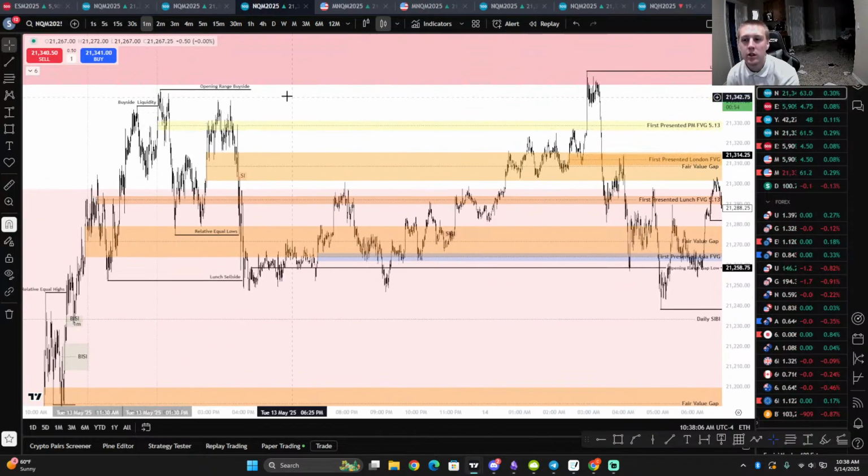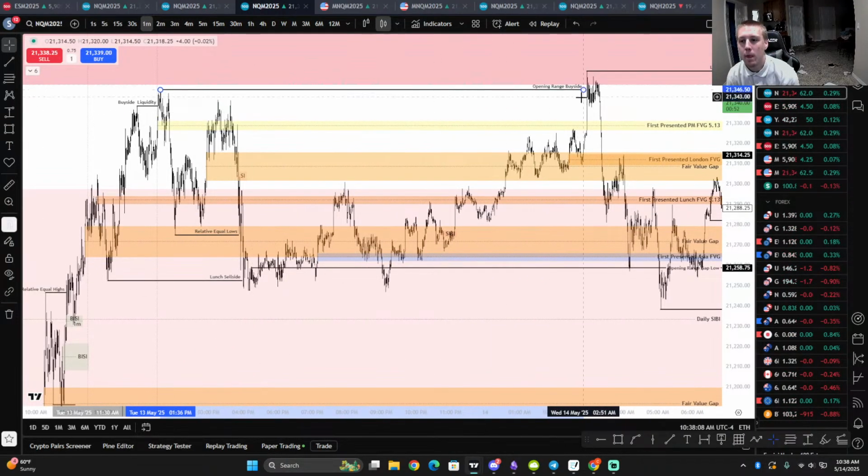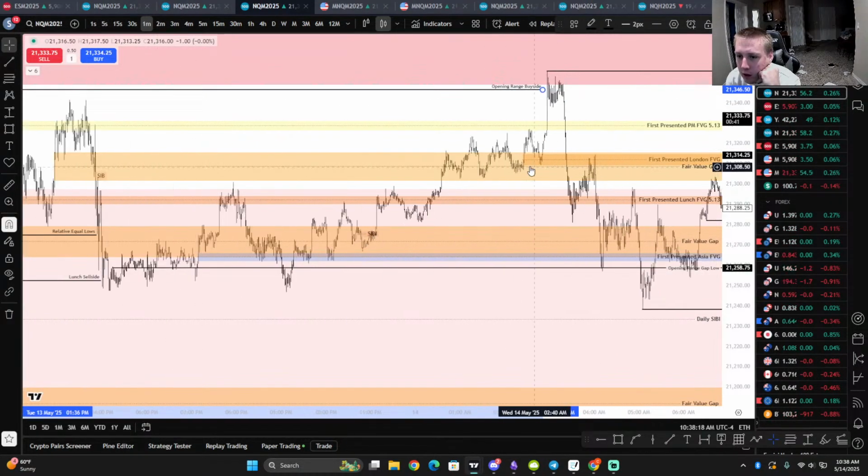Then what do we notice here? Sell side liquidity gets barely tapped here. Then we're trading back up into buy side. Then we're trading lower. London opens at 2. Then London trades up. Buy side delivery. Sell side delivery. This creates a balanced price range.